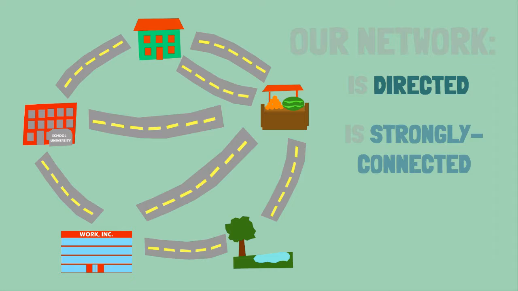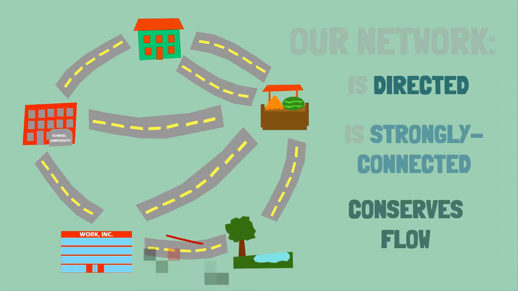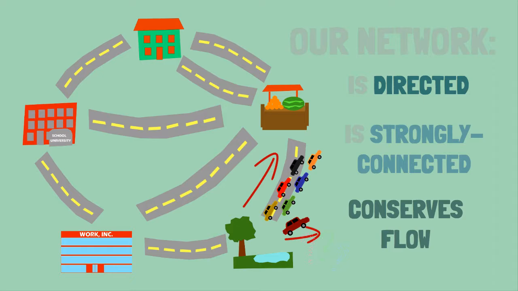We're also going to assume that there will be conservation of flow. So if 6 cars go to the park, these 6 cars have to leave the park eventually. Cars can't just appear out of nowhere or disappear into the park.